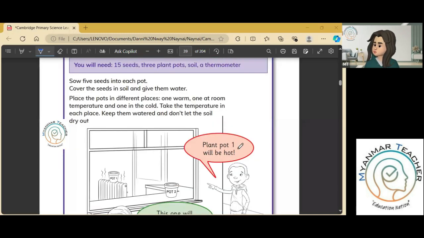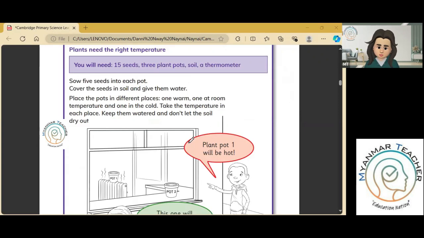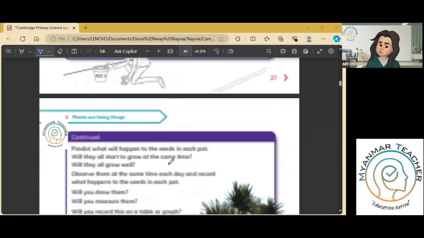Pot 1 will be hot. This one will be cool. This is a comparison over time type of science inquiry, because we are comparing the growth.